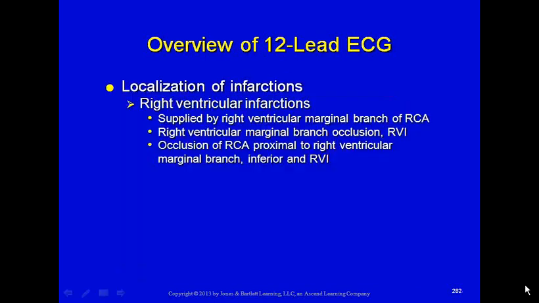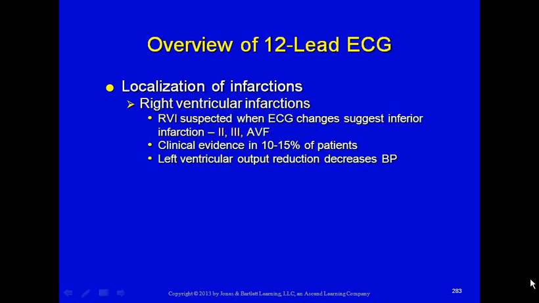Right ventricular MIs, that right ventricle is supplied by that right coronary artery, and when that marginal branch is occluded, it leads to a right ventricular infarction. An occlusion of the right coronary artery proximal to the right ventricular marginal branch, then you've got an inferior and a right ventricular infarction. So depending upon where it's occluded determines whether or not it's the inferior portion, the back side of the heart, or the right ventricle, or both.